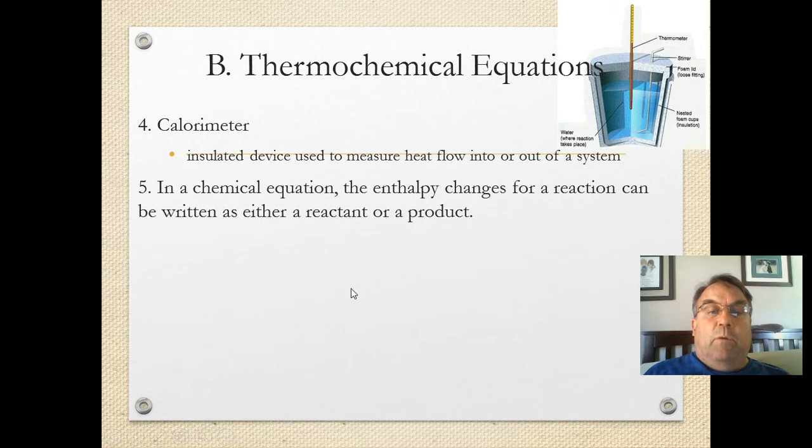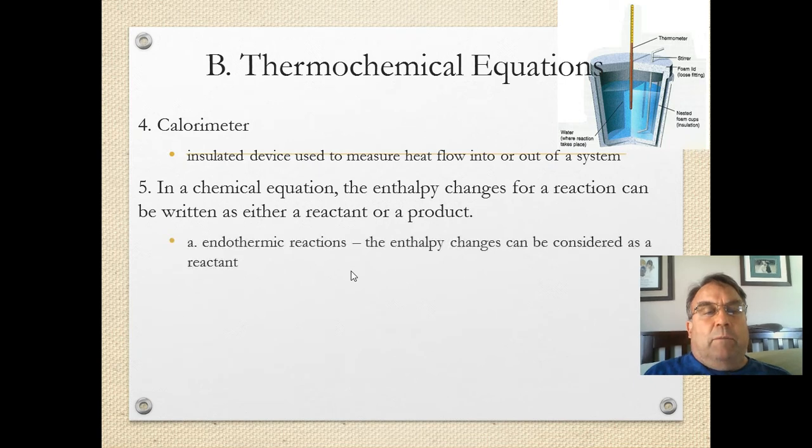Okay, so in a chemical equation, the enthalpy changes for a reaction can be written as either a reactant or a product. A minute ago, I asked you to ask yourself, if it's endothermic, would it be a reactant or a product? Now, if you remember, endothermic is energy absorbed by the system, and the reactants have low energy. So as an endothermic reaction, the enthalpy changes can be considered as reactants. We put them on the reactant side since heat is absorbed. You have to add energy into the system.